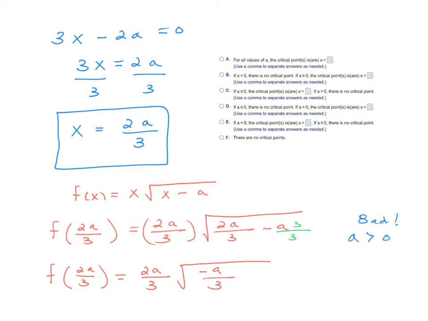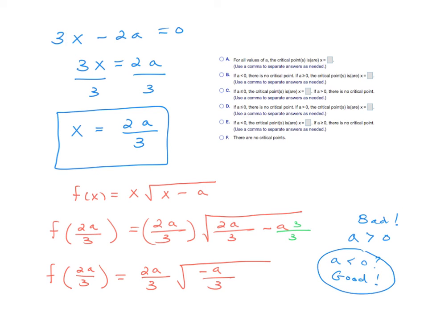But what if a is less than 0? So what if this happens? In this case, the value under the square root will be a negative times a negative, which is a positive, and you can take the square root of a positive number. So in this case, I would say that this is good.